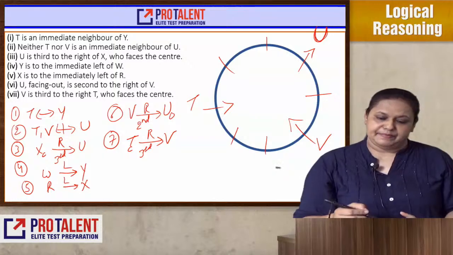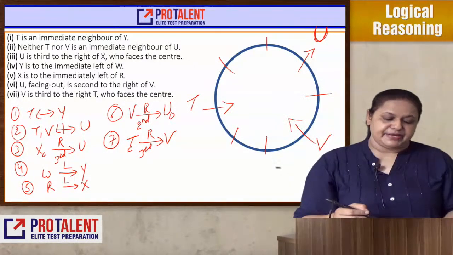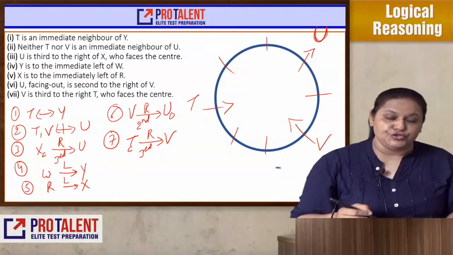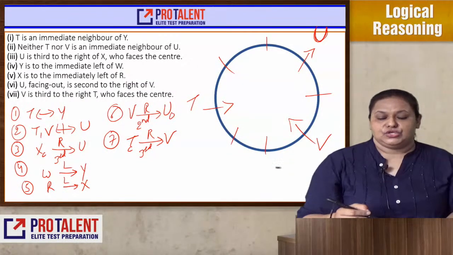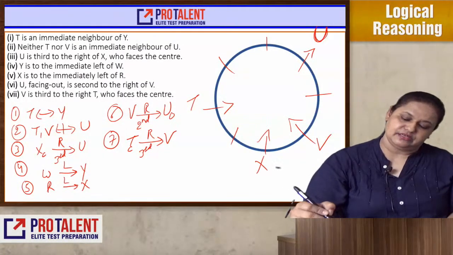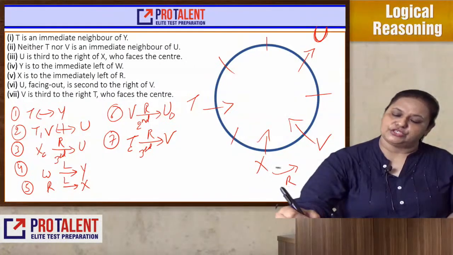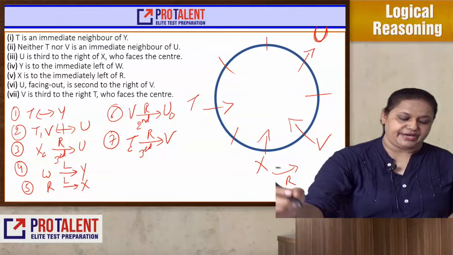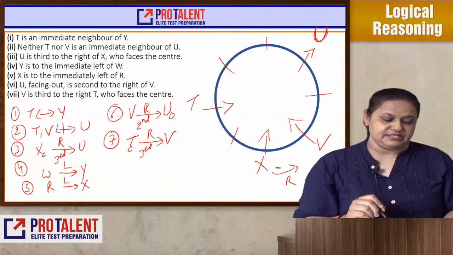So let me say X is facing center, and with respect to that, on the right side, U is coming in the third position. So X is facing center, this is going to be my right side: 1, 2, 3, U is also there. So even this is being taken care of, that X is facing center.